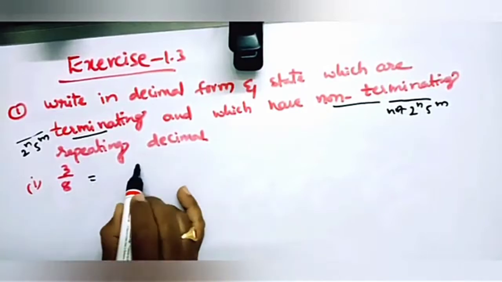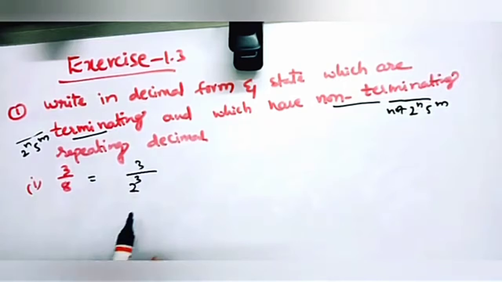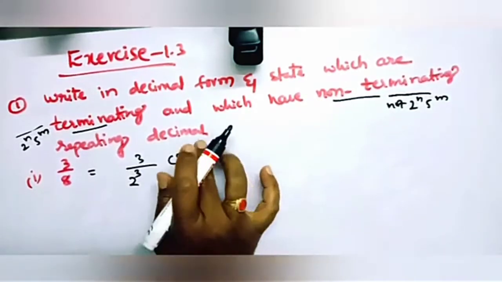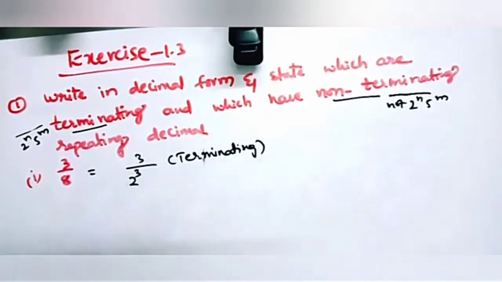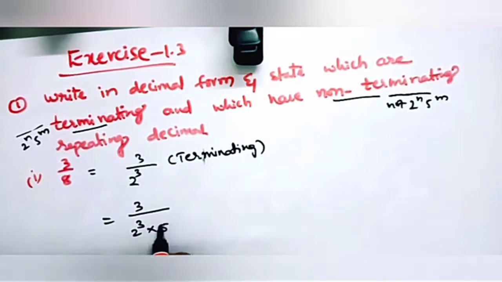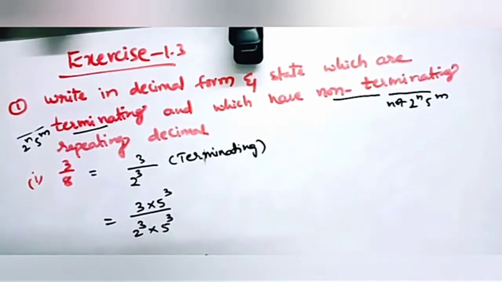So 3 by 8 means you should write 3 by 2 power cube. So it is a terminating decimal. Why? Because the denominator has the form 2 power n. So now we are writing the decimal answer. That is 3 by 2 power cube. So we need 5 to get the 10 denominator. So you should take 5 power cube, and the numerator, you should multiply with 5 power cube.